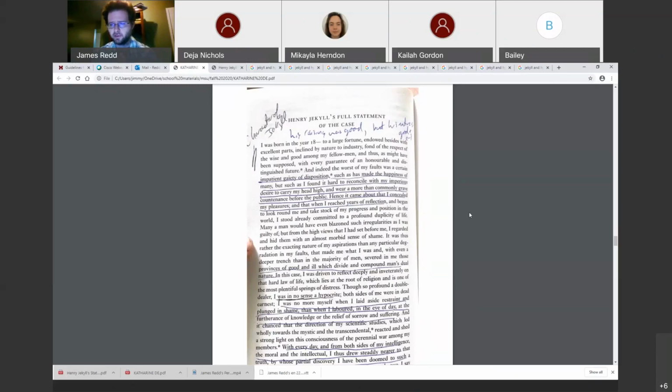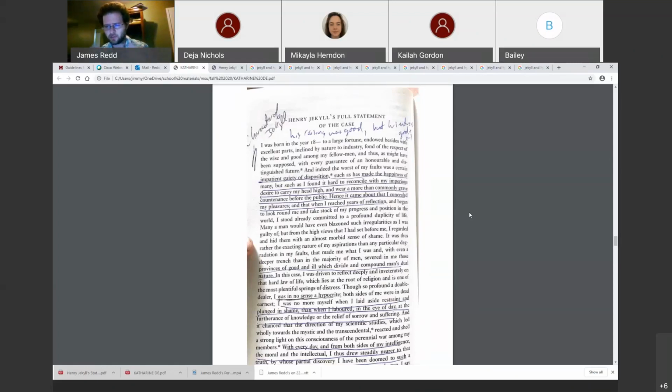and that when I reached years of reflection and began to look round me and take stock of my progress and position in the world, I stood already committed to a profound duplicity of life." So Stevenson leaves his pleasures deliberately vague to kind of let us use Jekyll as an everyman, to imagine any person who might be hiding something from his past, some sin or taboo that society looks down upon.